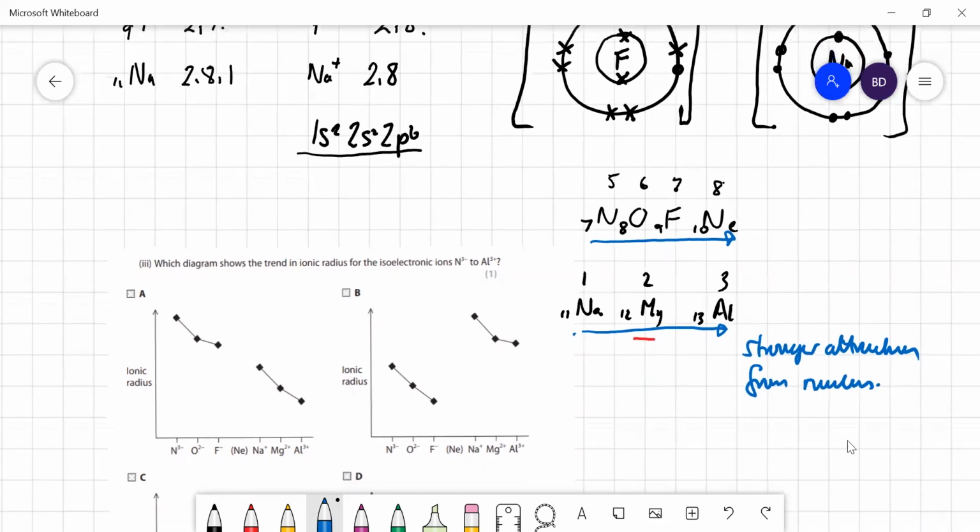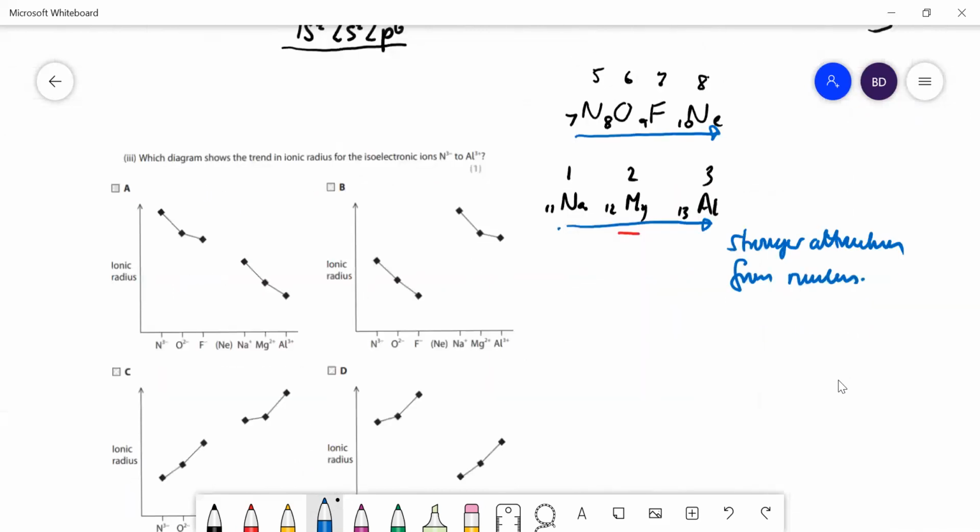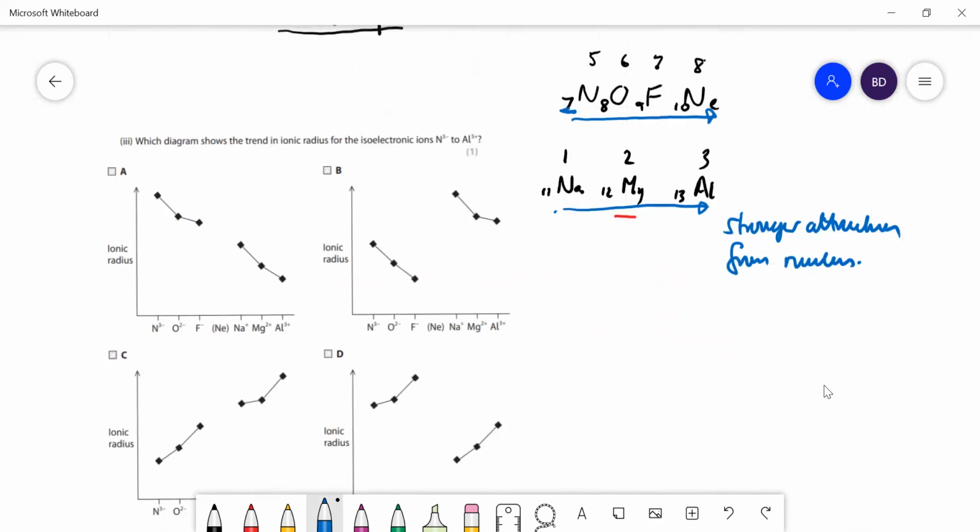So let's have a look. Which one is it going to be? Well, the ionic radius, the biggest one is the nitride ion because that's got the smallest nuclear charge. So this is the right one. A is correct. Okay, so you get just a trend going down like that. This one, the trend is completely the wrong way round. This is the trend the wrong way round. And here you don't get this discontinuous thing going on there. Okay, A is the right answer.